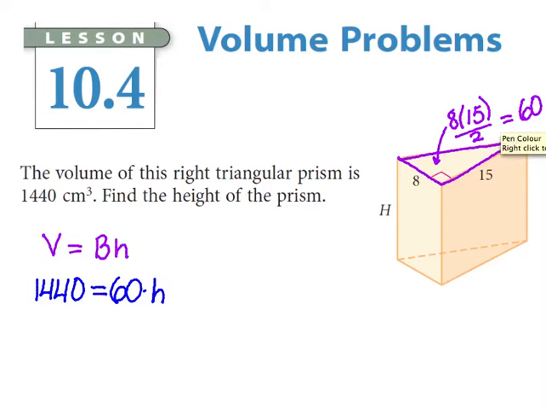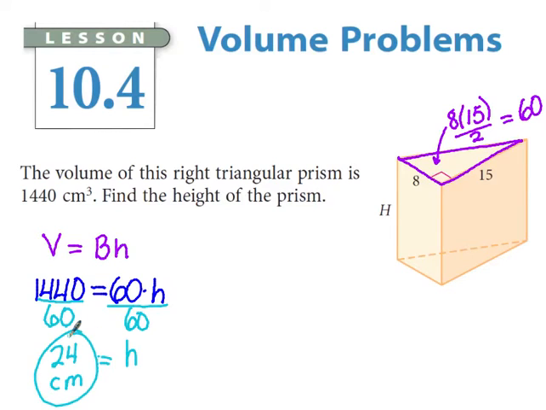How do you get that? You divide 1440 by 60, and you should get your height to be 24 centimeters. Or you can just do 1440 divided by 15, divided by 8, and divided by 2, instead of dividing from the base in the first part. That's what I do, if that makes sense for you. So anyway, 24 centimeters.